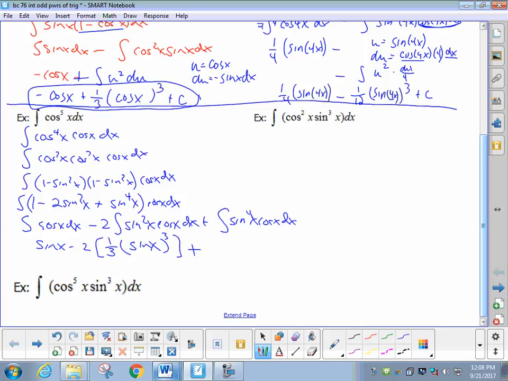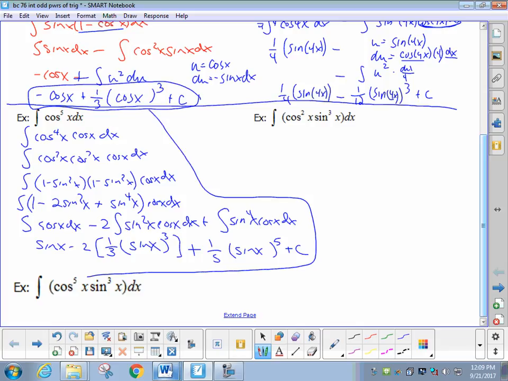The next one, if we subbed it mentally, what's u? Sine. What's du? Cosine. So I would have u to the 4th. What's the antiderivative of u to the 4th? 1/5 u to the 5th, but instead of u, we'd have sine. Okay. Cool? Try the next one on your own. See if you can work through the issue to that one.